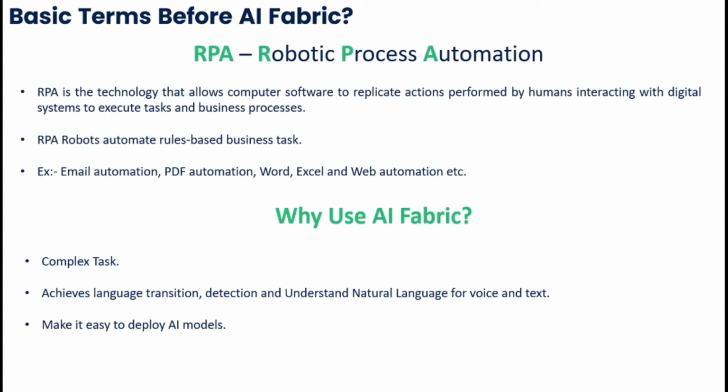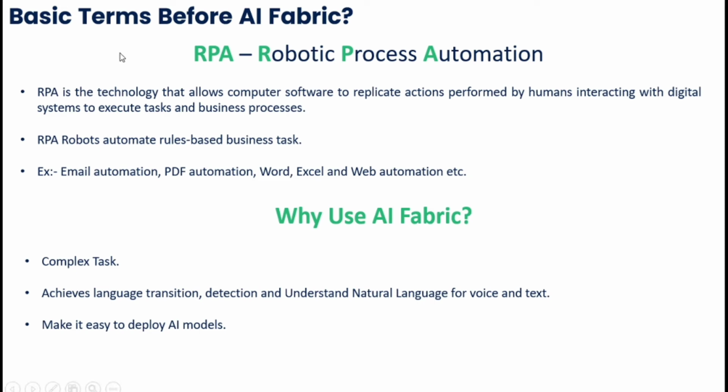So before we start AI Fabric, we all know very well about RPA and RPA robots, and currently we are working on RPA technology. Basically, RPA robots handle rule-based business tasks with low code and are easy to implement. Examples are email automation, PDF automation, Word, Excel, and web automation, etc. And I know we have all already done these example assignments. So now let's go into advanced mode.